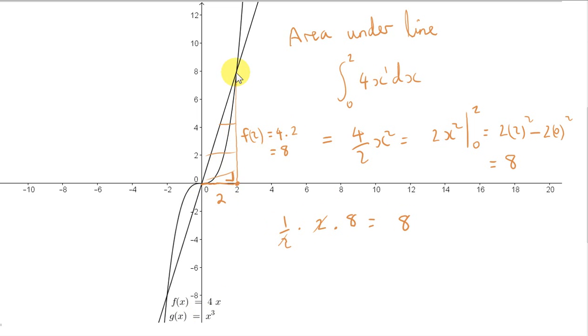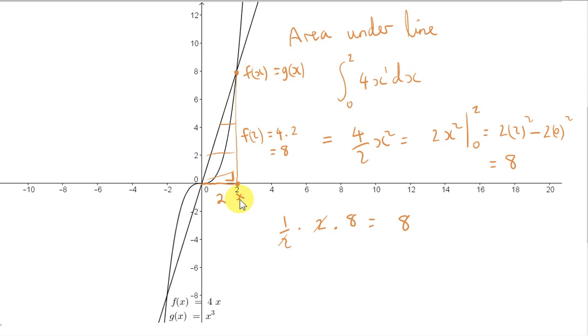By the way, I forgot to mention this point here. How do we know that 2 is the upper limit for the integration? Well, the coordinates of this point are actually (2, 8). So that is something I forgot to do. Let's see how to get the coordinates of the point. Well, you can see both functions have the same y value at this point here. So, for this value of x that we're trying to find, f of x is equal to g of x.